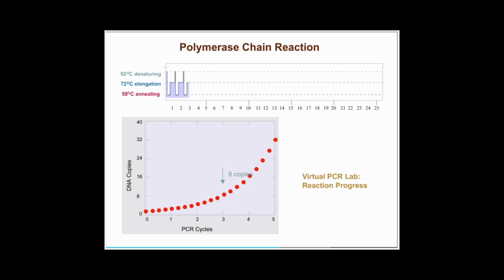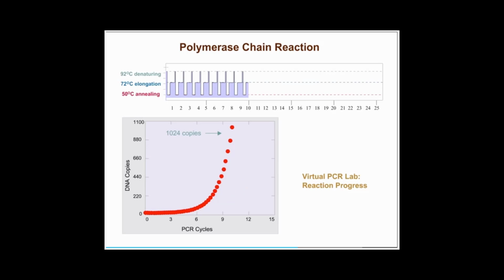The theoretical number of copies is 2 to the power of n, where n is the number of cycles. After 4 cycles, we have 2 to the power of 4 equals 16 copies. After 5 cycles, we have 2 to the power of 5 equals 32 copies. So far, the reaction has been running about 40 minutes.